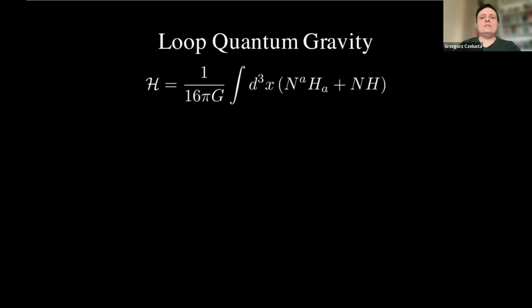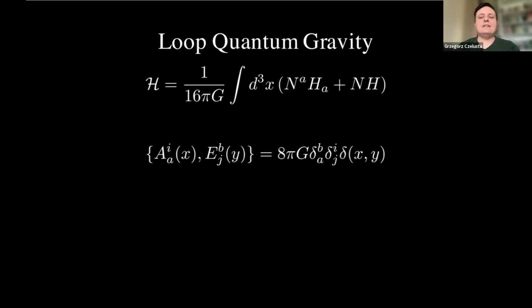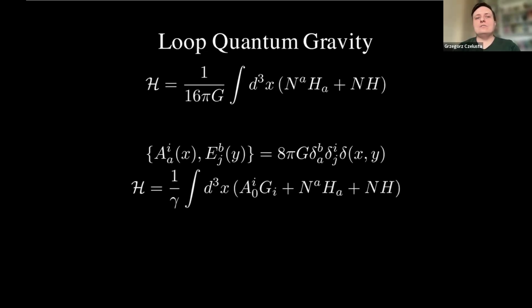I will not go into the technical details here. The important point is that these variables are based on SU2 gauge structure, and that general relativity can be rewritten in terms of them. And in these variables, the Hamiltonian is still a sum of constraints, but now there are three types of constraints: the Gauss constraint, GI, a vector constraint, HA, and a scalar constraint, H.